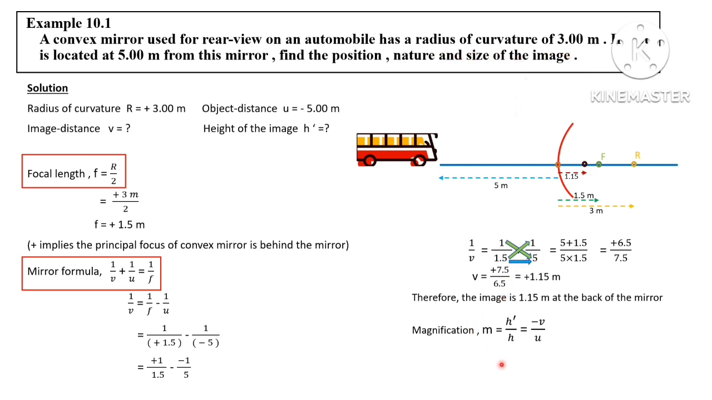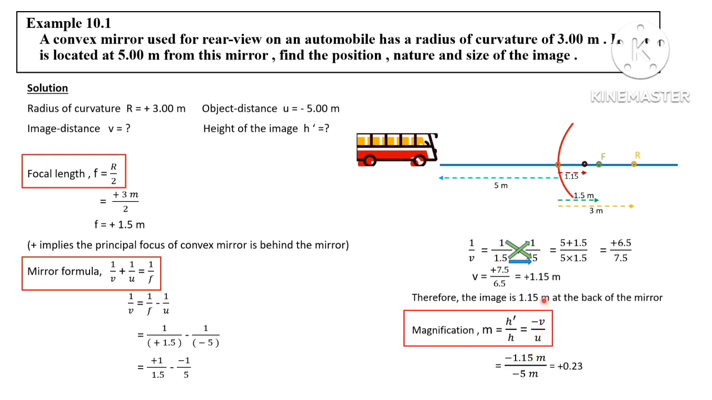For this, we are taking the equation of magnification. M is equal to h dash divided by h, which is equal to minus v by u. Okay, in this question, the height of the image is not given here. Also, the height of the object is not given here. So h dash and h are not given here. What we can do is we can use this equation. M is equal to minus v by u. Okay, v and u are here, isn't it? So we can put the values of v and u here.